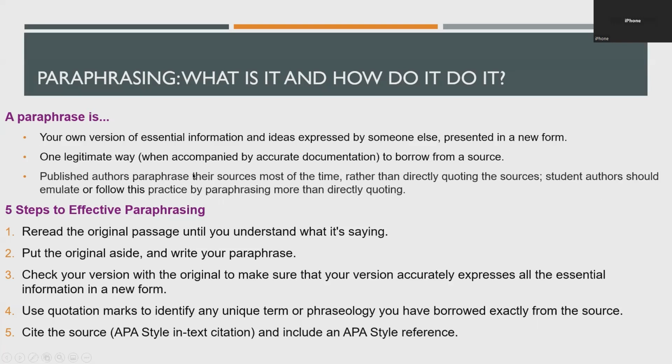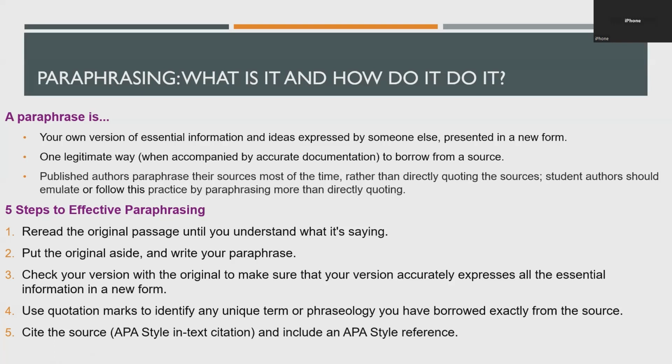So here, published authors paraphrase their sources most of the time rather than directly quoting the sources. Student authors should emulate or follow this practice by paraphrasing more than directly quoting. What I like to tell students, and how I think of this, is that if I'm reading your paper, I want to understand your thoughts. I want to know what you have to say about this topic. If I wanted to know what Smith or Johnson has to say about the topic, I would just go read them. But instead, I'm reading what you have to say. So your paper shouldn't be bogged down in a bunch of quotes and a bunch of other people's words.